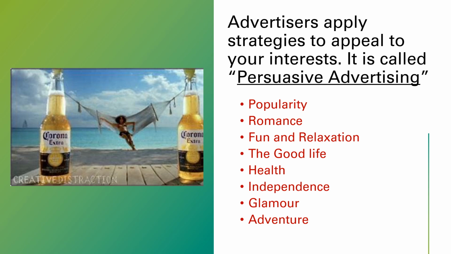Okay, another tactic is independence. So rugged, rebellious images associate a product with independence. Glamour, attractive, flashy images associate a product or brand with glamour. And lastly, adventure. So images of adventurous, risky activities associate the product with excitement and thrills. So these tactics are used to sell everything from smoothies to toothpaste. Okay, however, they are also used to sell alcohol.